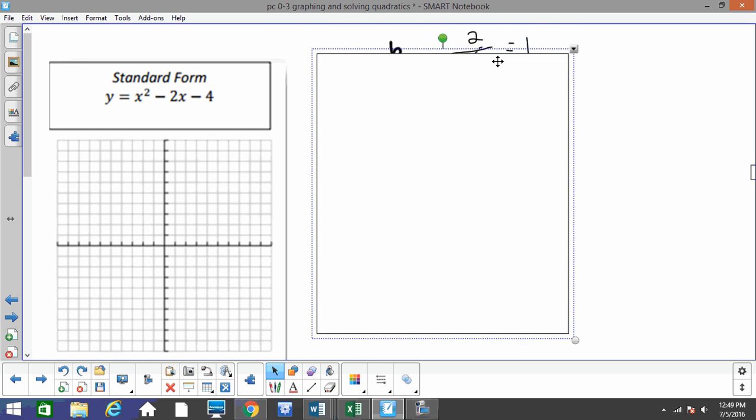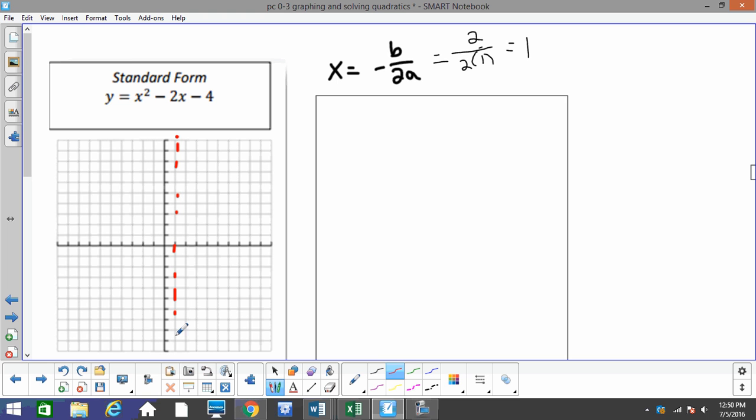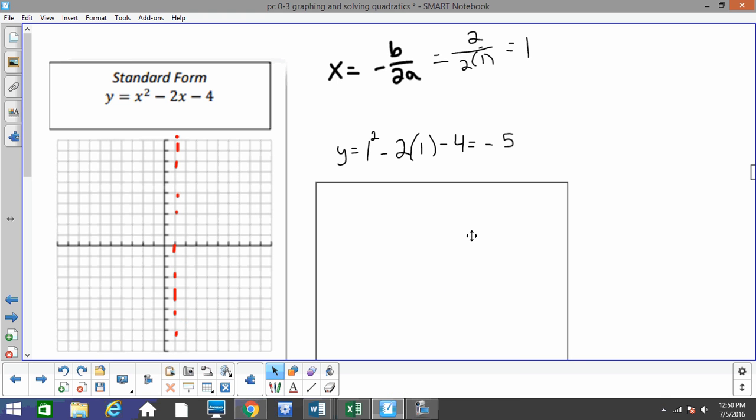So on this one, we start by always finding what your axis of symmetry is, opposite b over 2a. Well, in this case, it's x equals 1. So if I were to sketch that line, it's going to look somewhere along here. Our next step is figure out what our y-coordinate is. Because your vertex is on your axis of symmetry, that x-coordinate is there as well. So you just take that 1, plug it back into the other equation, and you get -5.